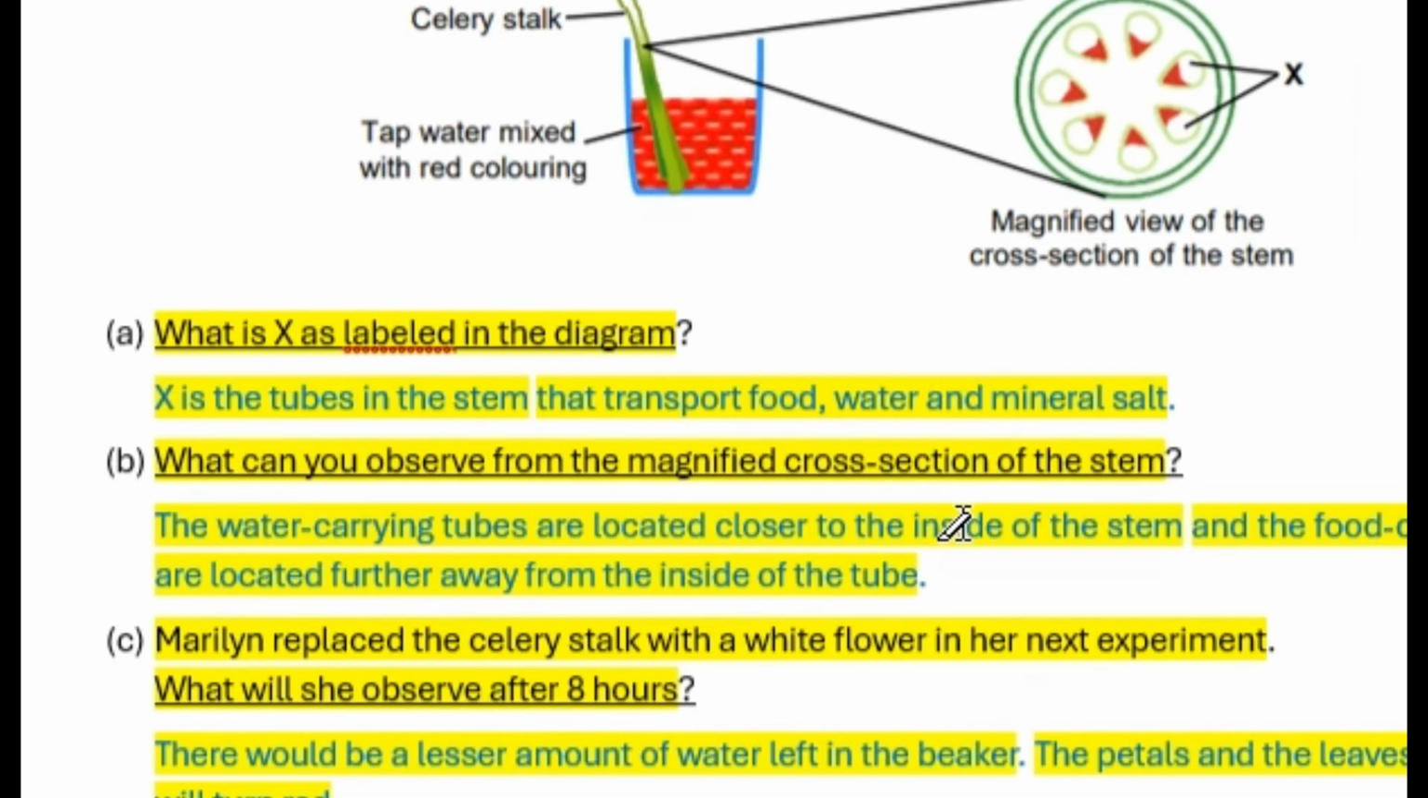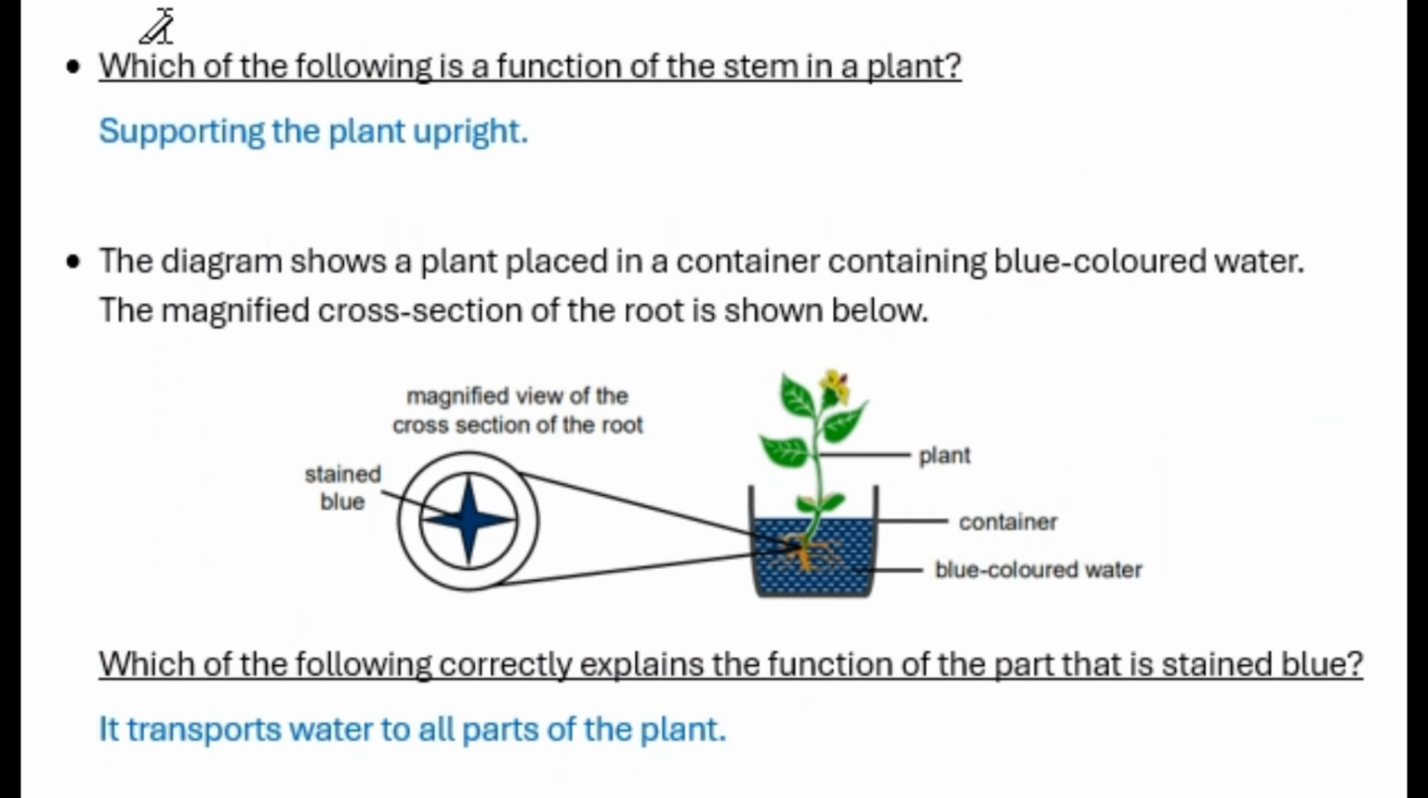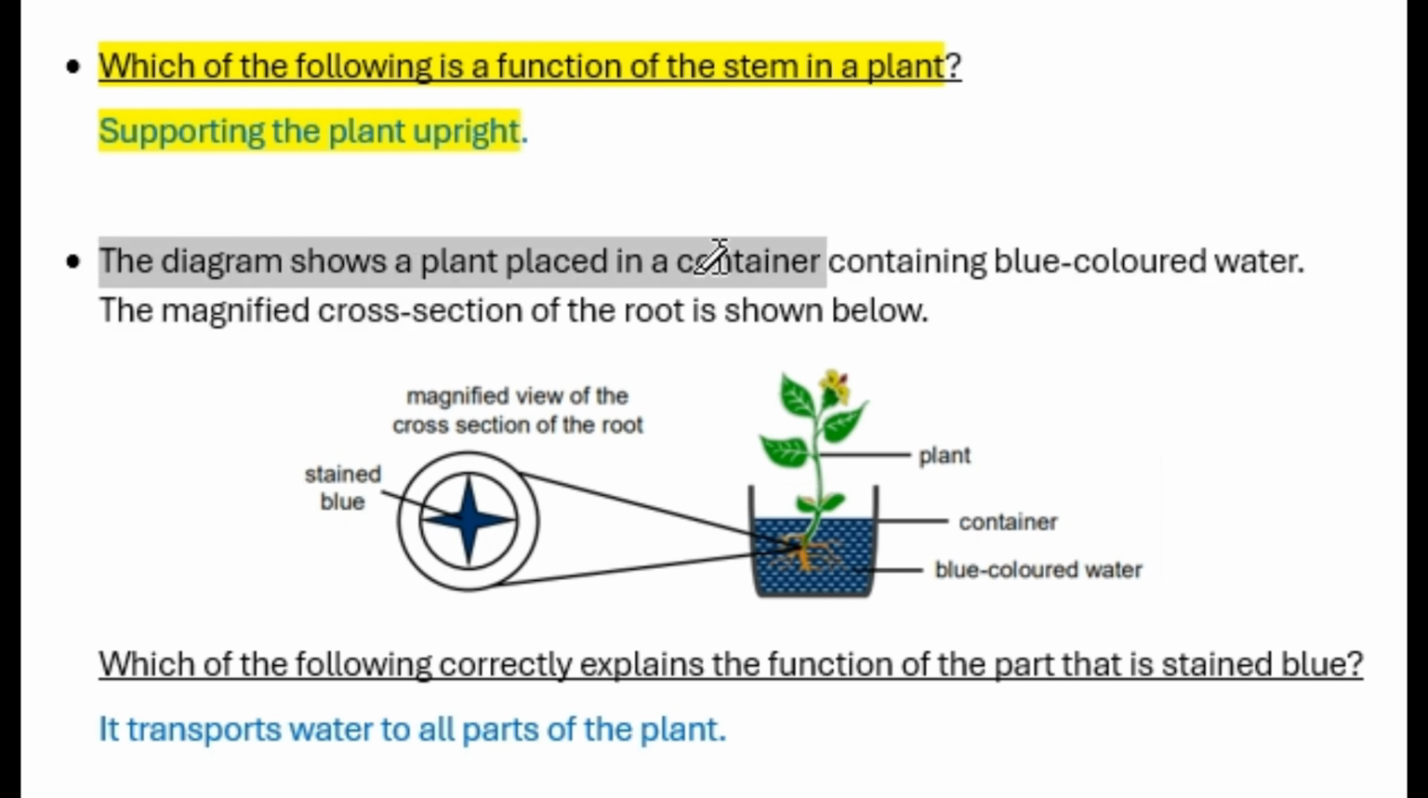Which of the following is a function of the stem in a plant? Supporting the plant upright. The diagram shows a plant placed in a container containing blue-colored water. The magnified cross-section of the root is shown below.